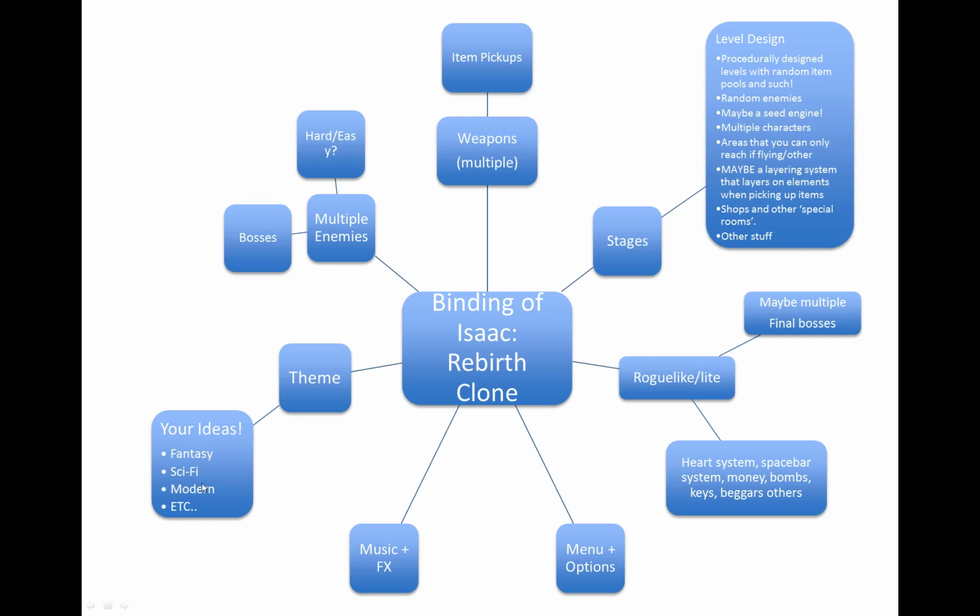Theme. This is really big. If you want a fantasy Binding of Isaac, that's really cool. If you want sci-fi, modern, these are some really cool ideas, right? Multiple enemies. This is really big. There's going to be thousands of enemies that can spawn, right? Bosses, whether it's hard or easy, all this stuff. And there's the final game bosses, which I have a link to here. Then maybe a final game. So there's a lot.